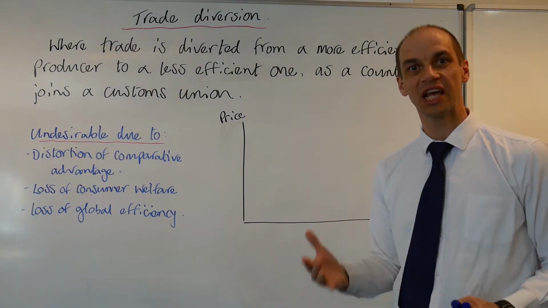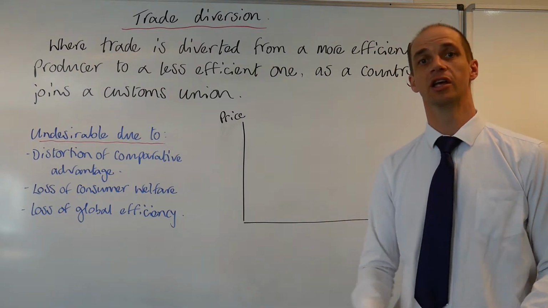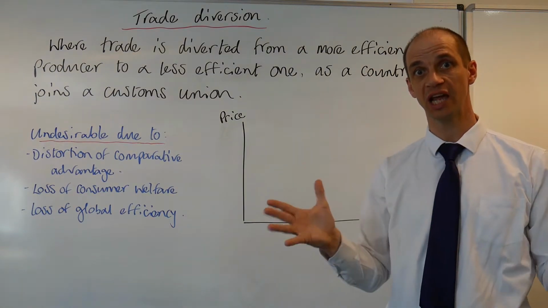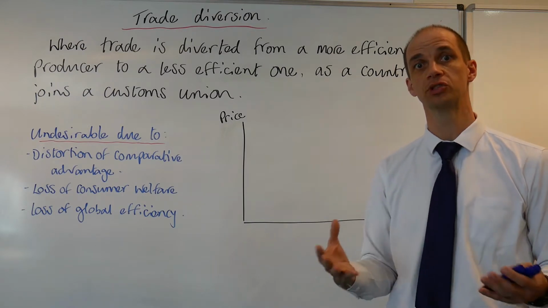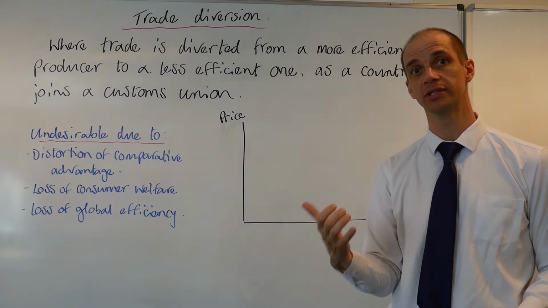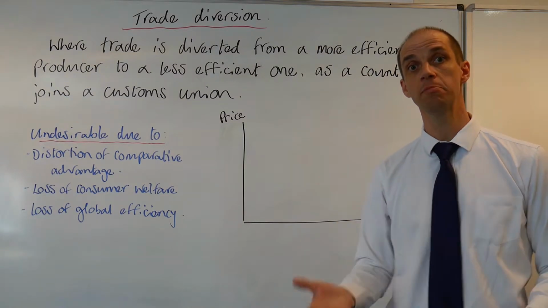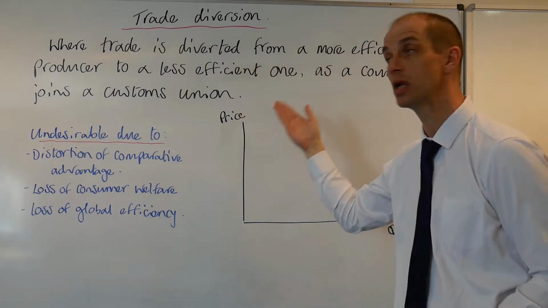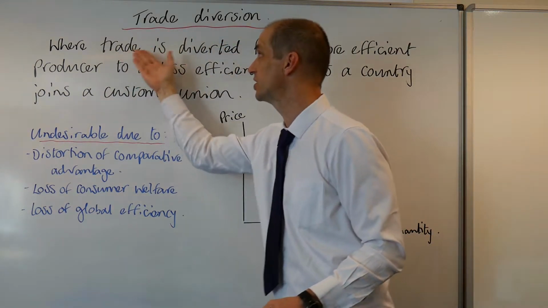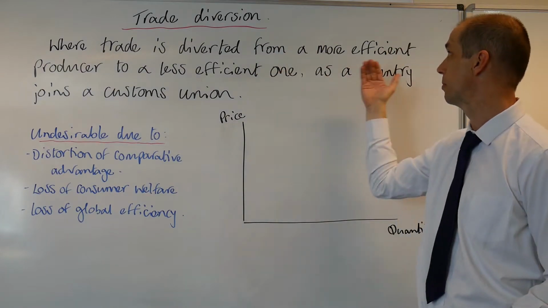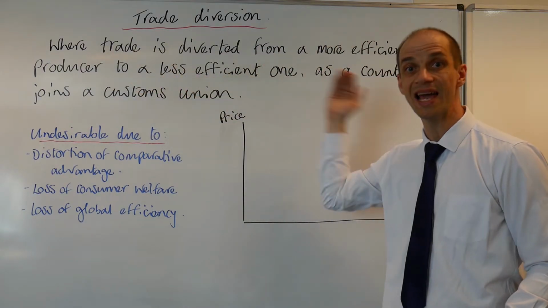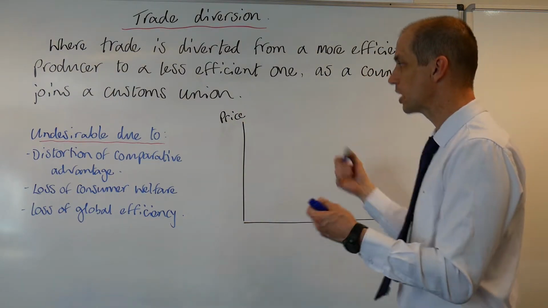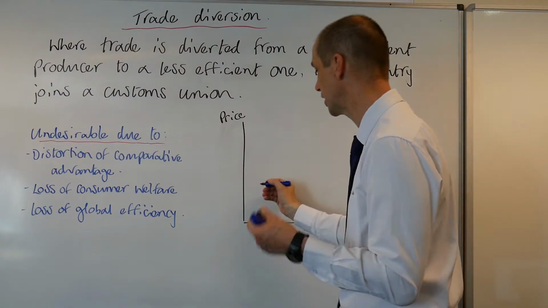Hi guys, so let's now take a look at what's known as trade diversion. Now this can really affect customs unions where there is a common external tariff which surrounds that customs union, and it means that any goods entering that customs union will then become more expensive. As a result, when a country joins a customs union, trade diversion can occur, and this is where trade is diverted from a more efficient producer to a less efficient one as a country joins that customs union.